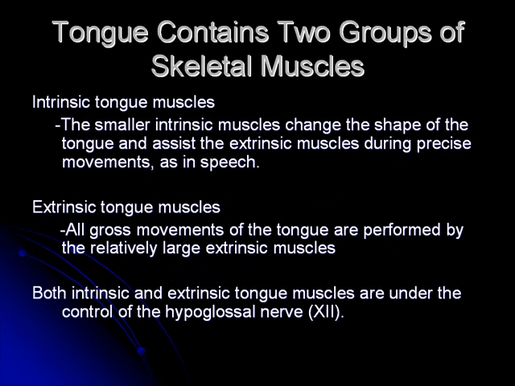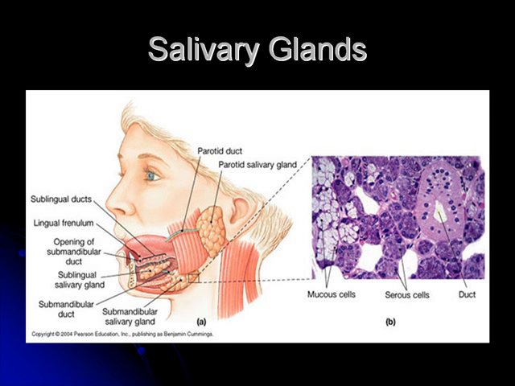The tongue contains 2 groups of skeletal muscles: intrinsic tongue muscles and extrinsic tongue muscles. Both intrinsic and extrinsic tongue muscles are under the control of the hypoglossal nerve, which is cranial nerve number 12, which we'll study in more detail when we do the nervous system. Salivary glands, from the illustration, as you can see, are located on both sides of the frenulum, the frenulum being the tissue that holds the tongue to the floor of the mouth.